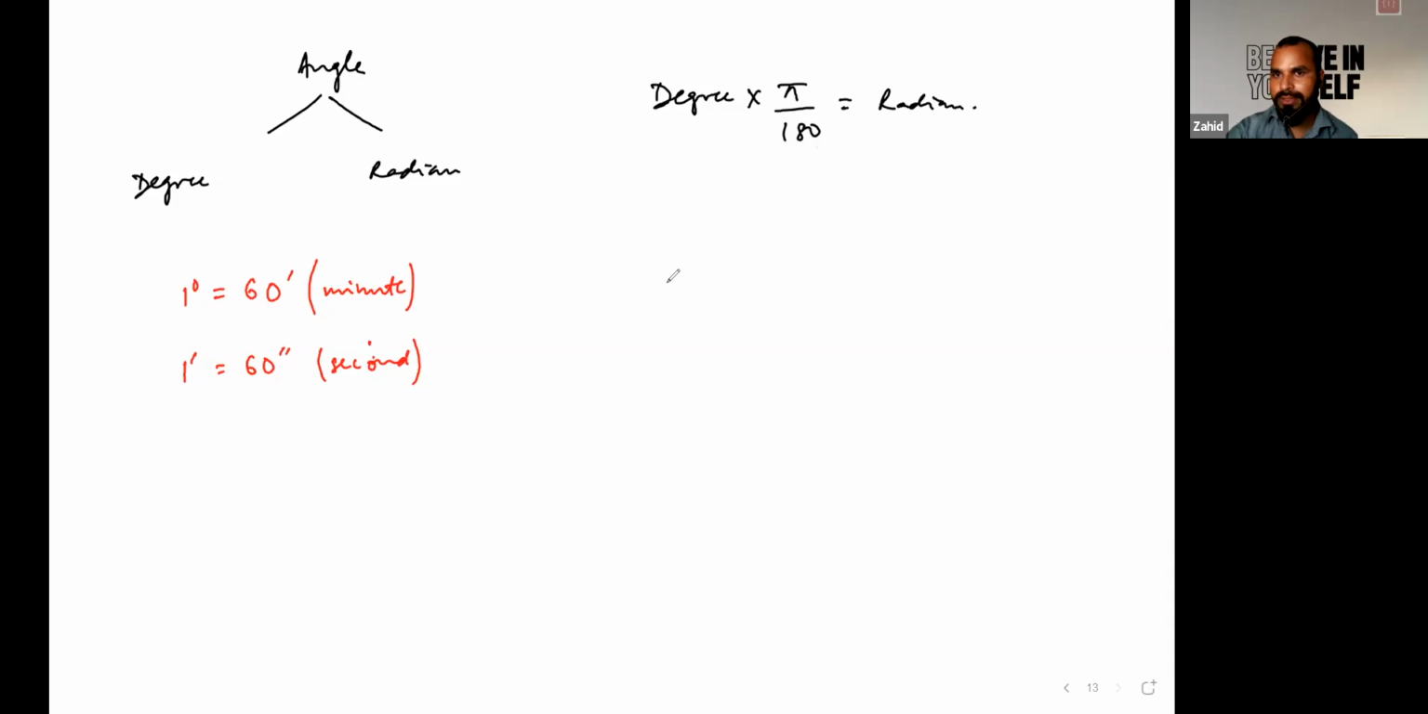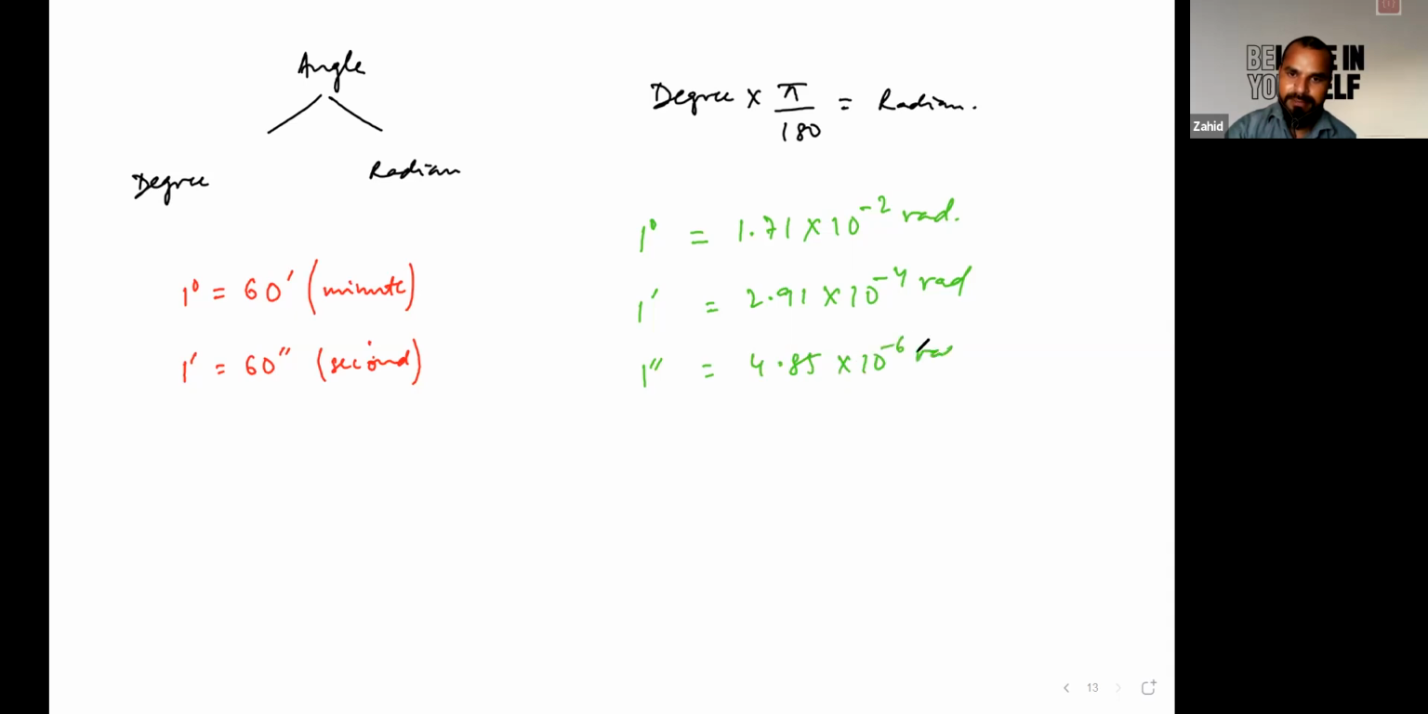I'm giving you a direct relation or direct value. 1 degree would be equal to 1.72 into 10 to the power minus 2 radian. Similarly, 1 minute is equal to 2.91 into 10 to the power minus 4 radian, and 1 second is equal to 4.85 into 10 to the power minus 6 radian. Just memorize these three terms to convert directly from degree into radian.